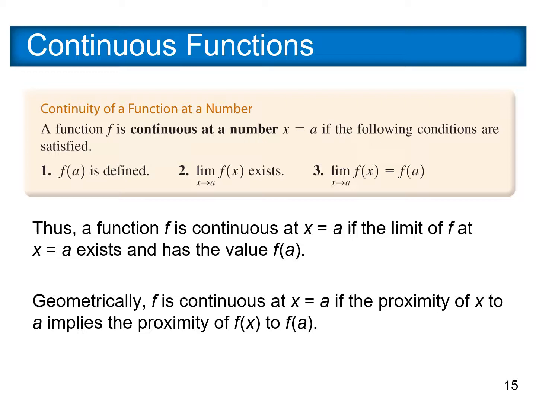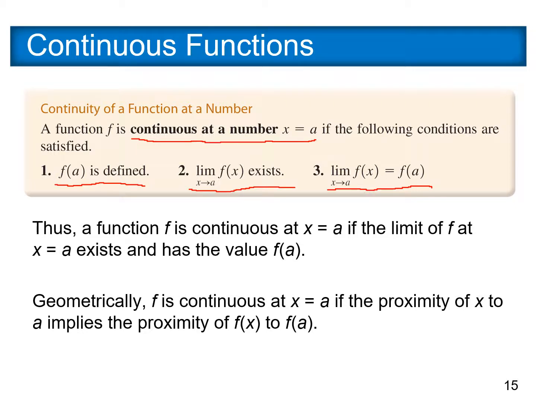Now, continuity of a function at a number, and here we're talking about specific numbers. What does it mean? A function is continuous at a number x equal a if the following conditions are all satisfied. First condition, the function needs to be defined at that point. Second condition, the limit of the function at that point must exist. And third condition, the limit of the function and the value of the function at that point must be equal. So a function f is continuous at the point x equal a if the limit as x approaches a exists and has the value f of a.